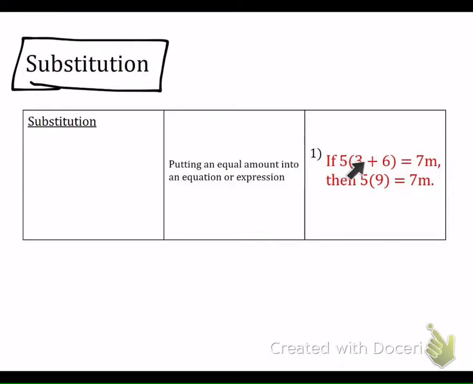Well, I am going to take the 3 plus 6 out, and I'm going to substitute in an equivalent value. We all know that 3 plus 6 is 9. I took it out, I substituted in an equivalent value. It still equals whatever this 7m is. Okay, so that's the substitution property. You're putting an equal amount into an equation or an expression.